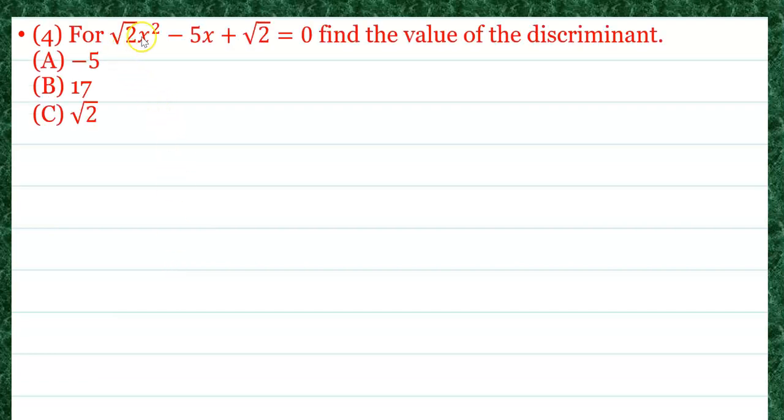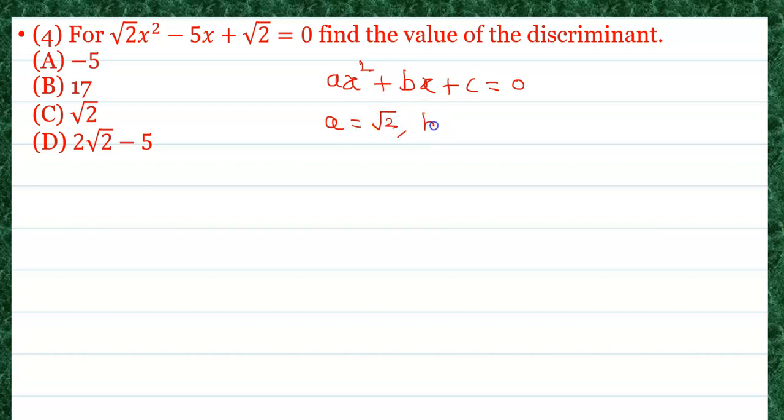For root 2 x square minus 5x plus root 2 is equal to 0, find the value of the discriminant. Now again we'll compare this equation with ax square plus bx plus c is equal to 0. Here the value of a is root 2, the value of b is minus 5, and the value of c is root 2.